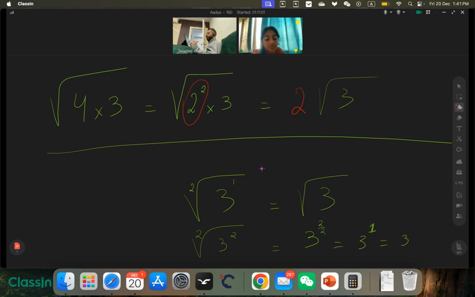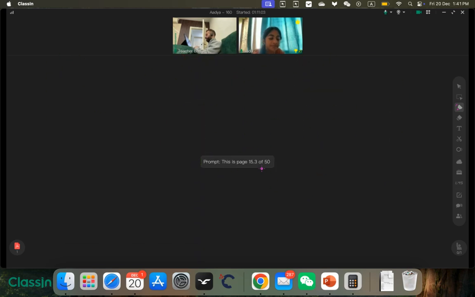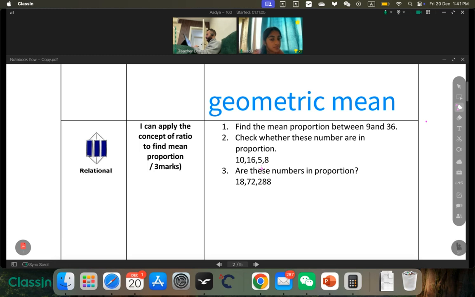Okay? So when your teacher earlier said that she wants the mean proportion between 9 and 36, she wants you to first multiply 9 and 36. That's the first thing. And then she wants you to take the radical of 9 times 36. Now, I'm going to be a bit smart about it. I'm not going to multiply the 9 times 36 and get this answer.